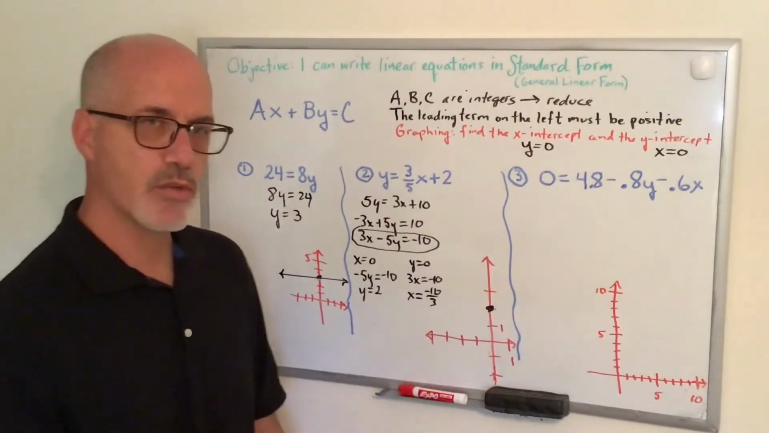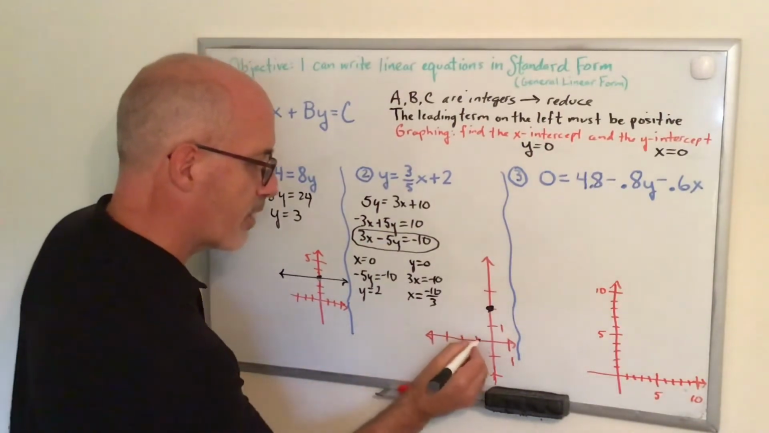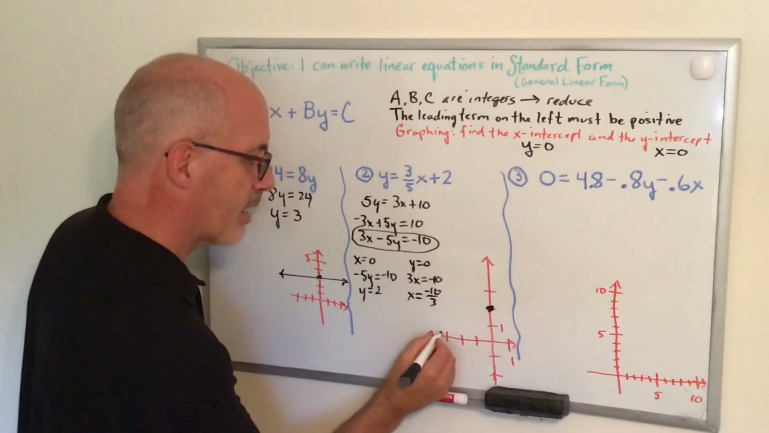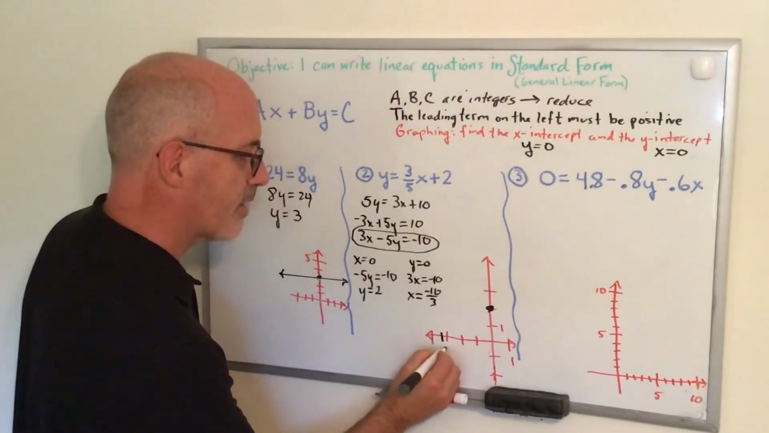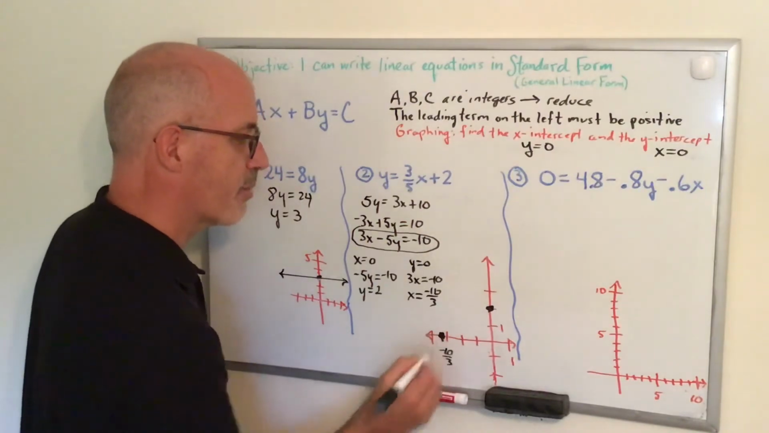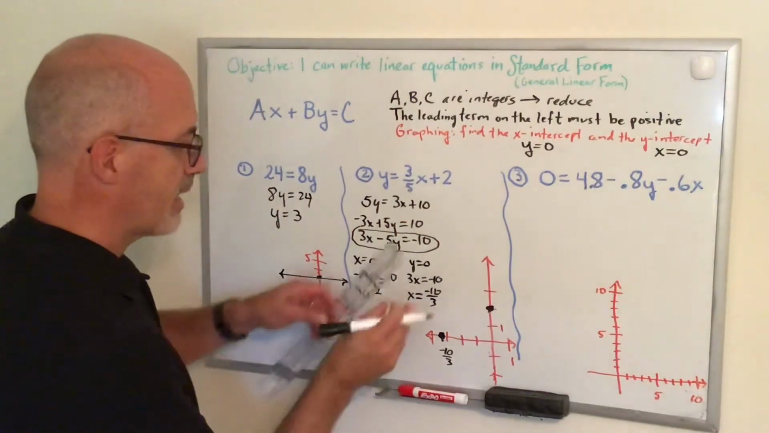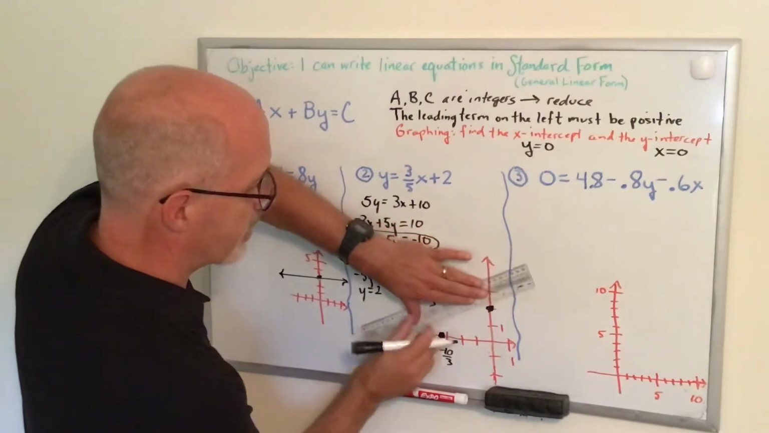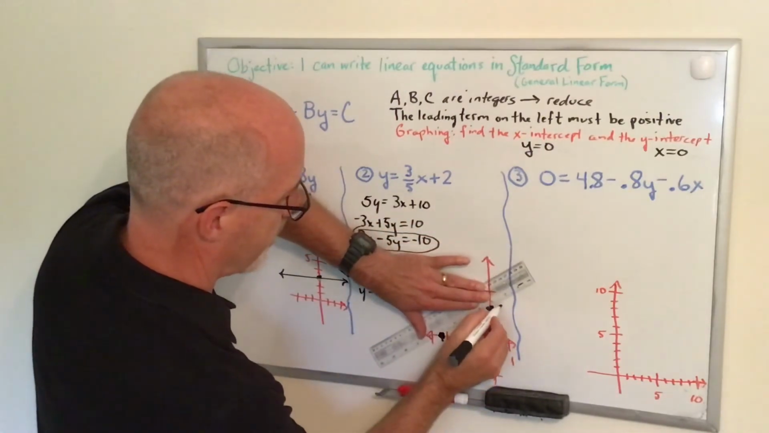-10/3 is -3 1/3. So I'm going to go over here to -1, 2, 3 and mark out here -10/3, -3 1/3, and there is my x-intercept. And then I just connect those 2 points to have my graph.